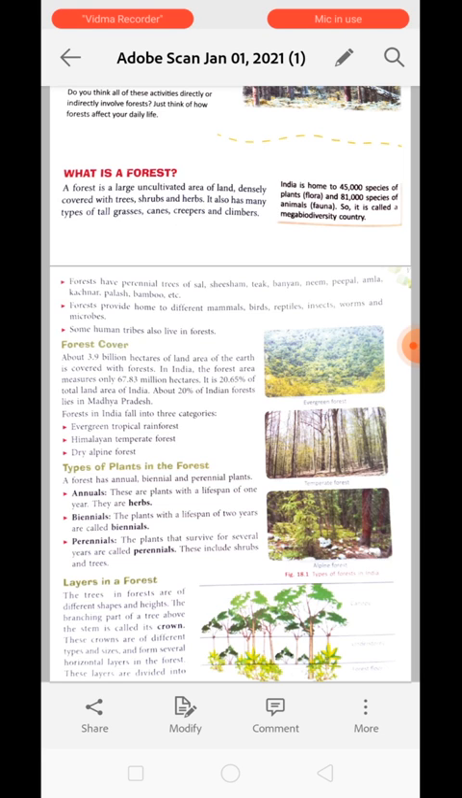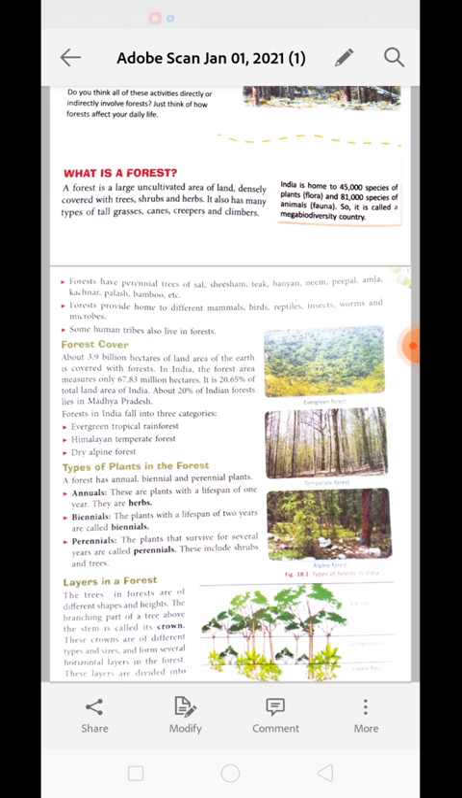Now the next is biennial. The plant with a lifespan of 2 years is called biennial plant. The biennial plant, in the first year of their life they grow and get mature. In the second year of life they will produce flower and bear seed.